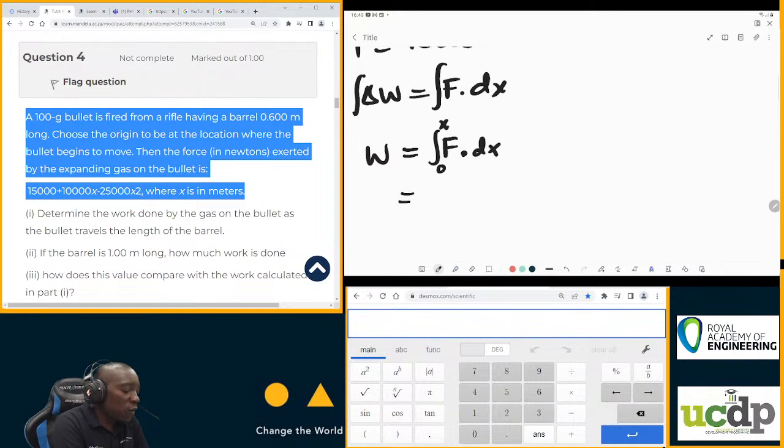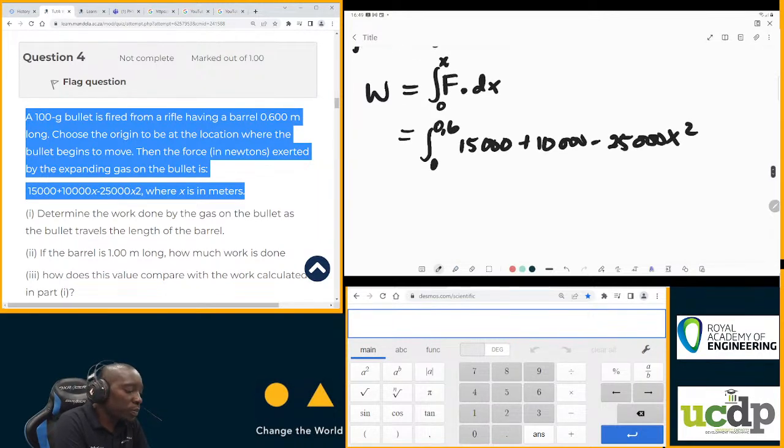So in this case, our x is 0.6, so 0 to 0.6 of 15,000 plus 10,000 minus 25,000 x squared. And this gives us 15,000 x plus, so this is 10,000 x minus that. So this will be 10,000 over 2, 10,000 x squared over 2.